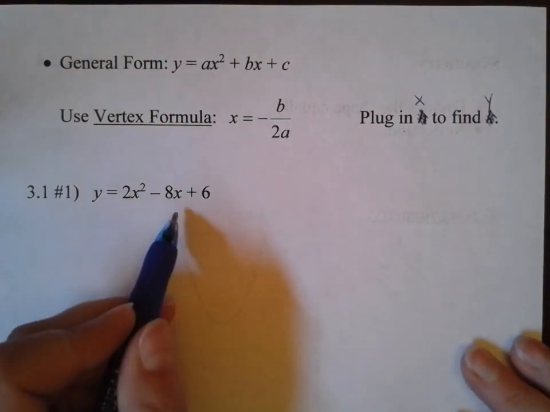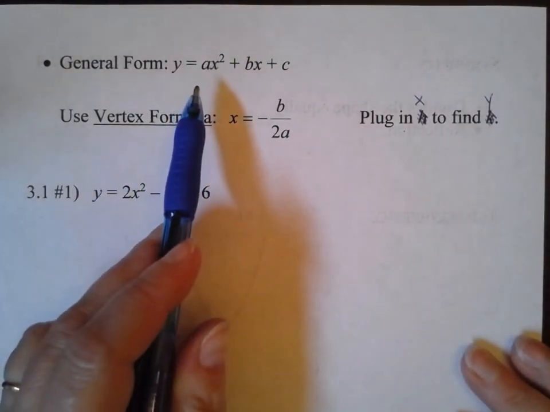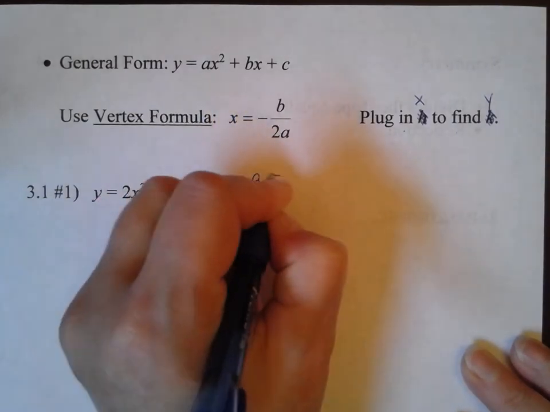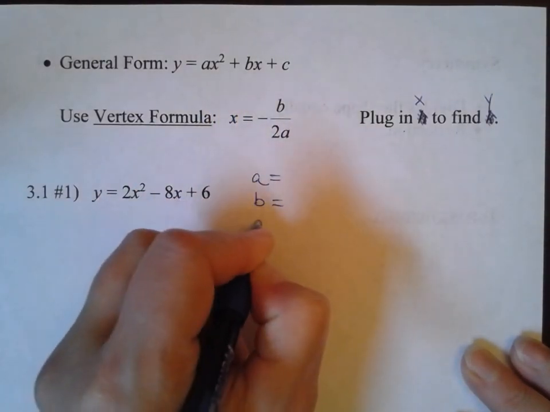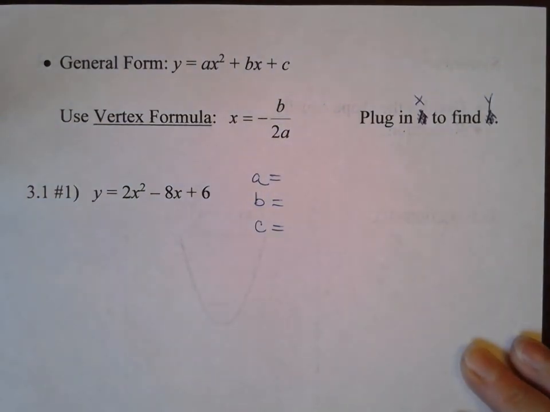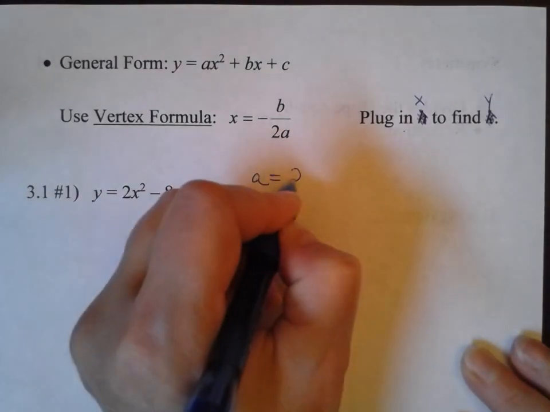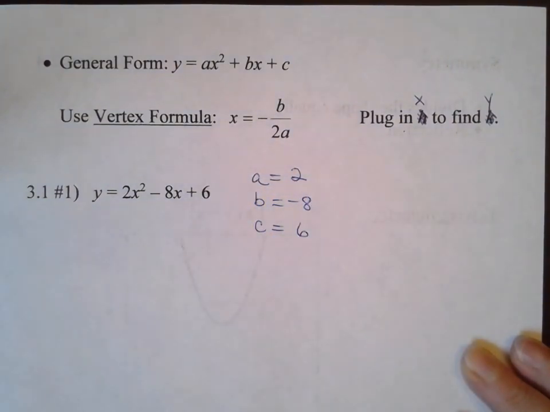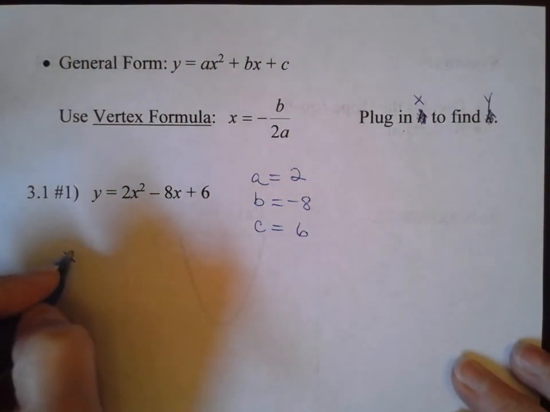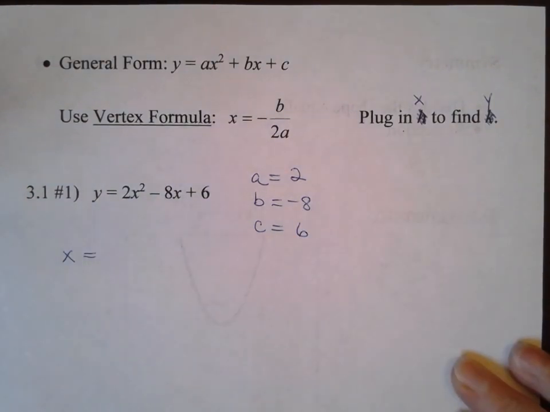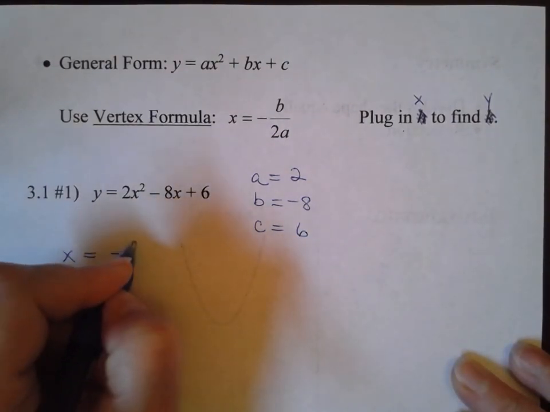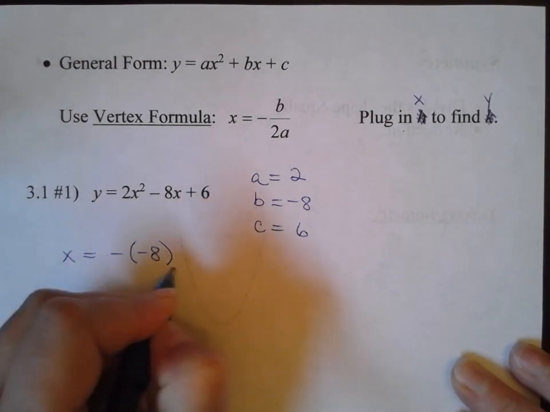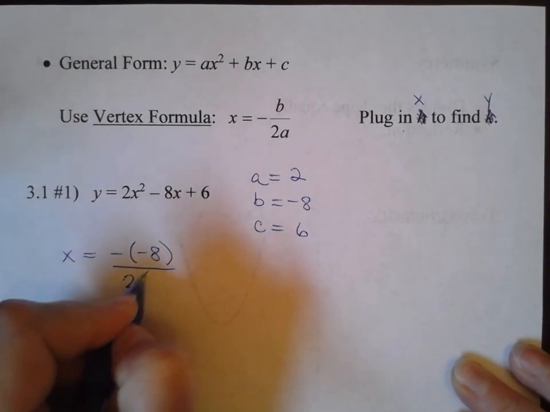Okay, so here's our function. If you compare it with the general form, what are the A, B, and C we're working with? Keep in mind that any negatives or any signs are attached to the numbers behind them. So A would be 2, B would be -8, and C would be 6. So to find the x value of the vertex, I'm going to take the opposite of B, so the opposite of -8, over 2 times A.